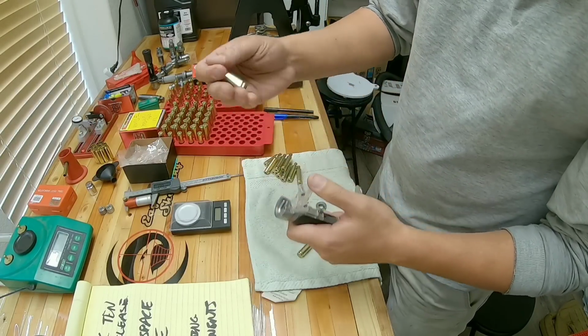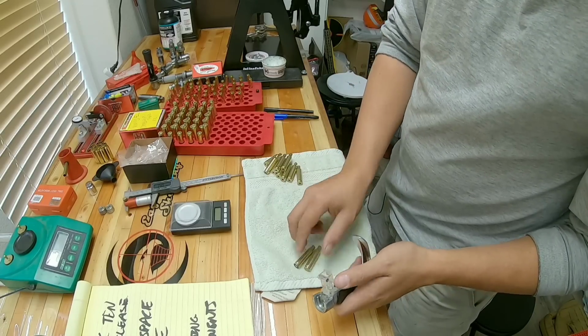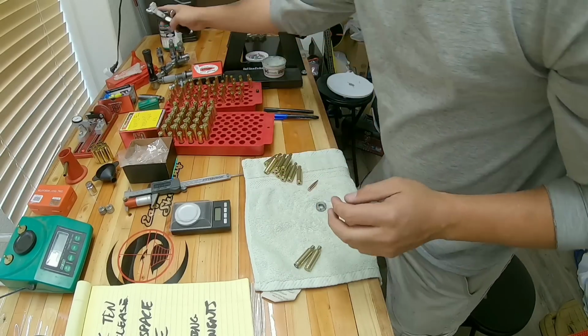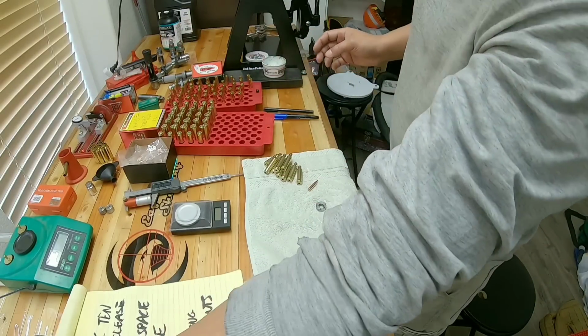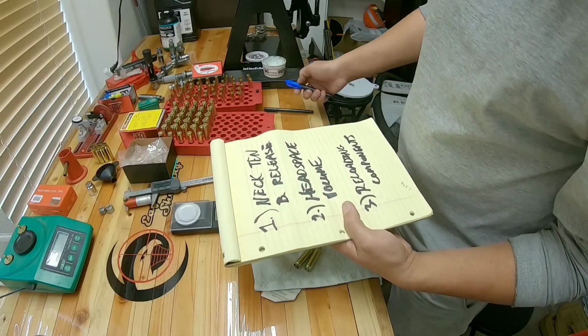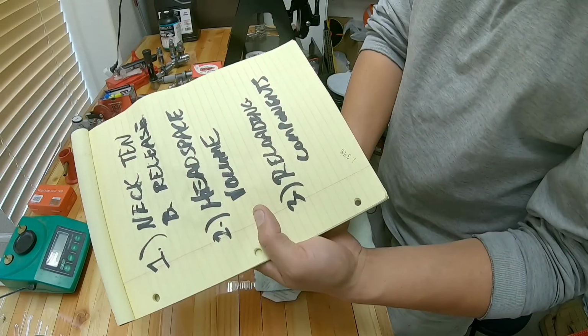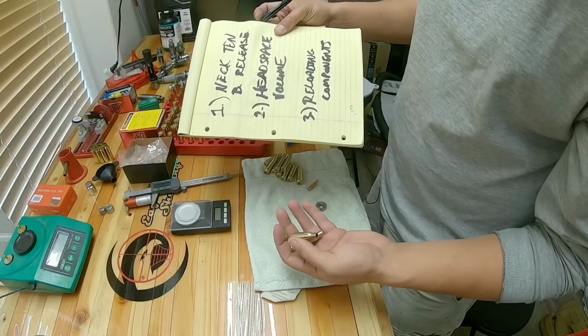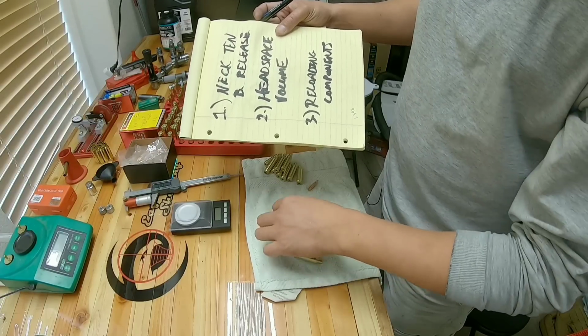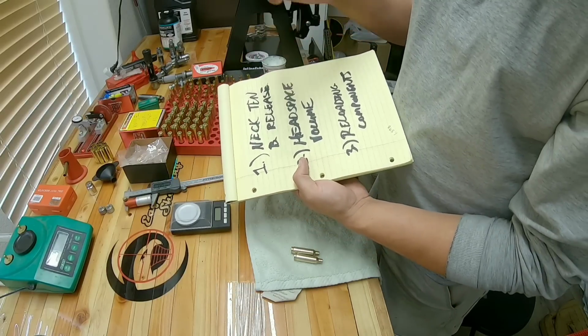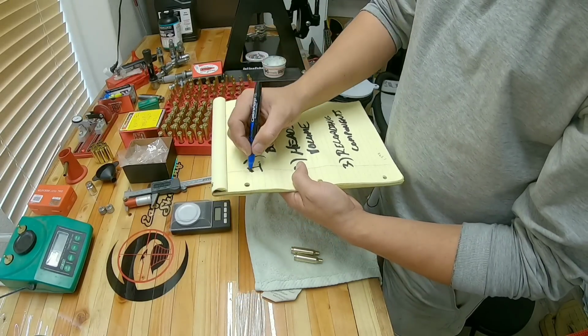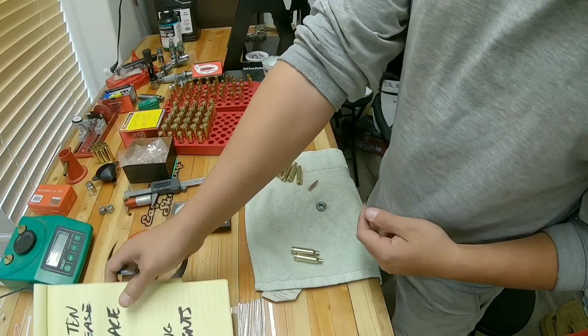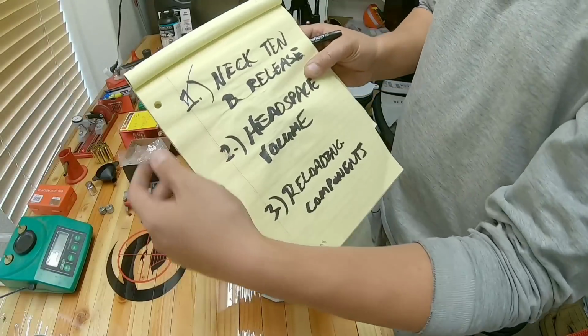That's 2, all right. So, now that those 2 pieces of brass are prepped, we know that this is both neck turn brass and they have adequate release, where it gives enough room to release the bullet and not cause any drag. So, check. Headspace volume, item number 2.